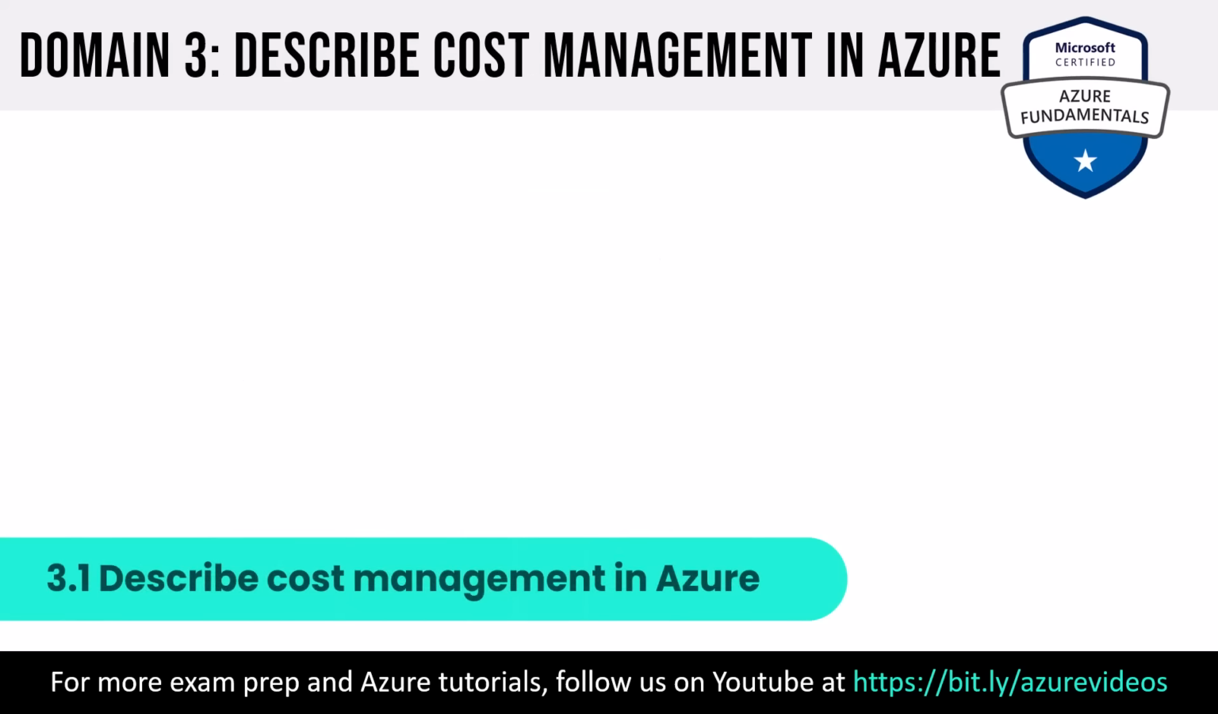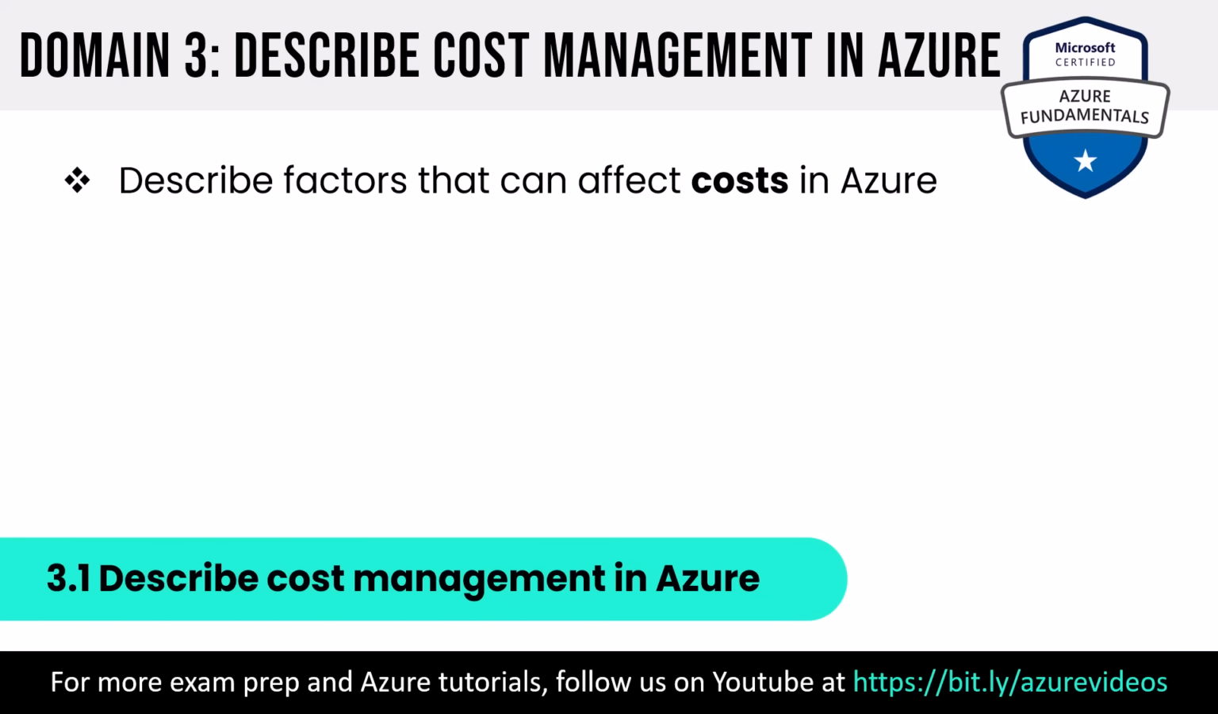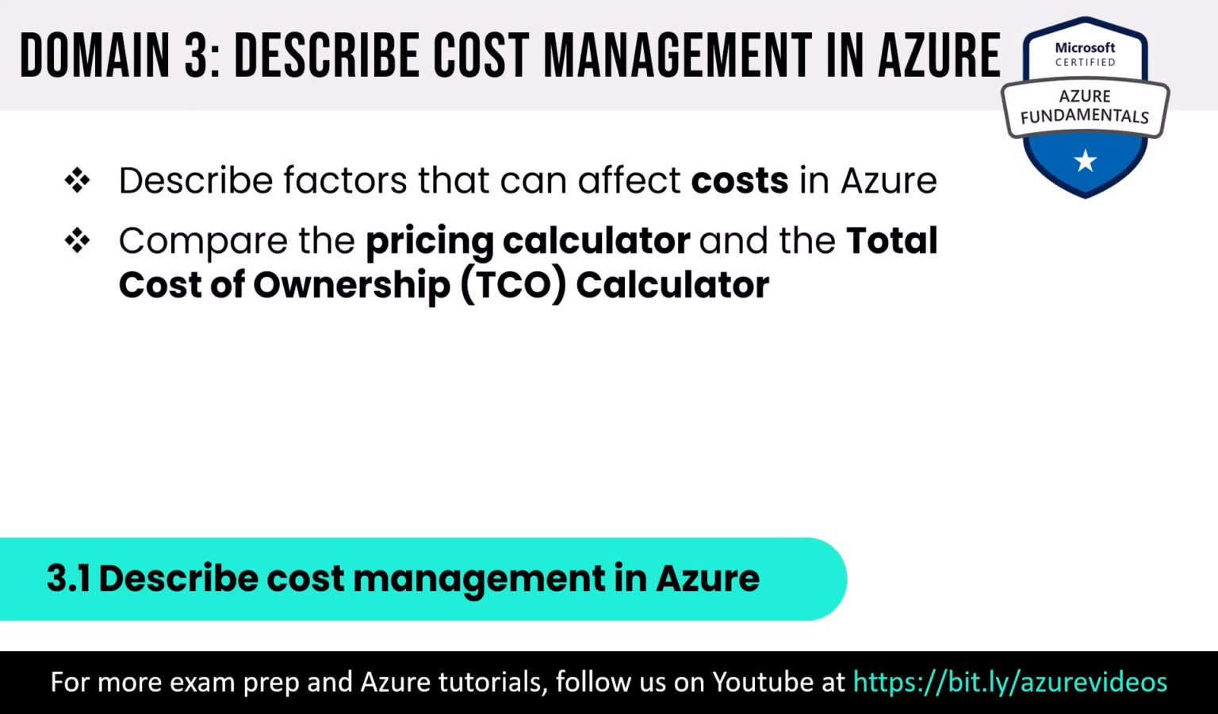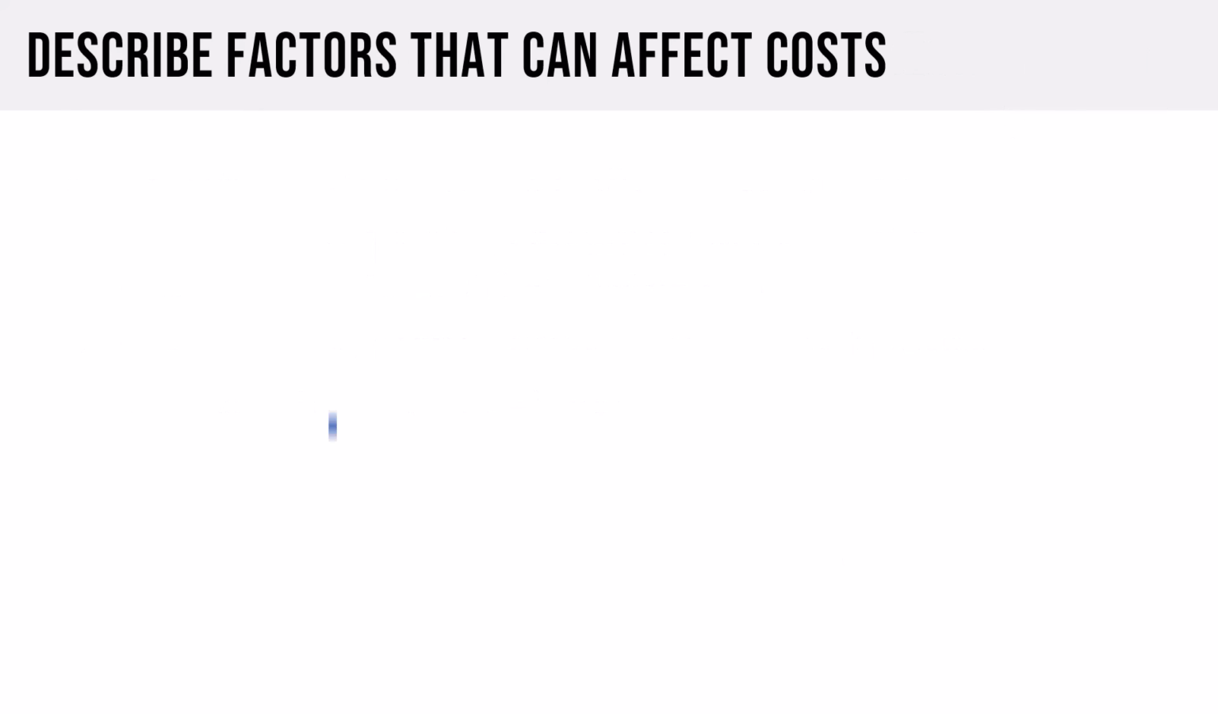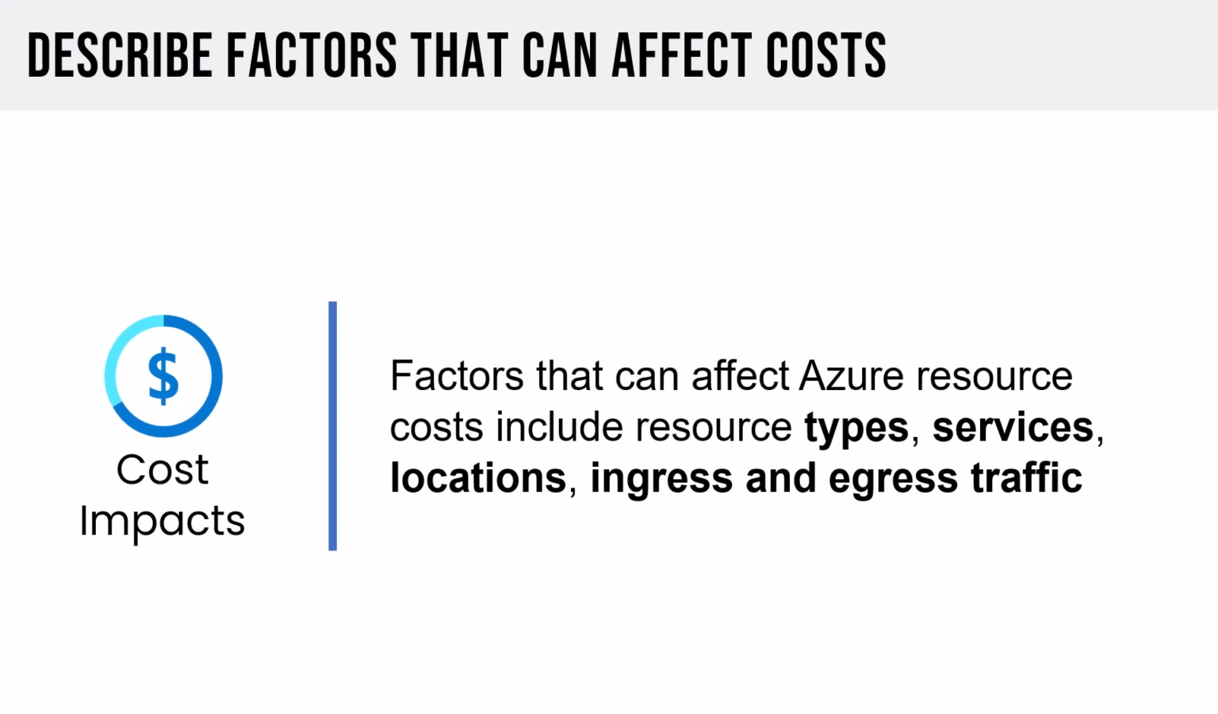So in 3.1, we'll take a look at factors that can affect costs in Azure. We'll compare the pricing calculator with the total cost of ownership calculator to understand the use case for each. We'll look at the cost management capabilities in Azure and the purpose of tags. So let's start with potential cost impacts. There are several factors that can affect Azure costs, including resource types, services, locations, and our network ingress and egress traffic, and our specific needs for managing that traffic.